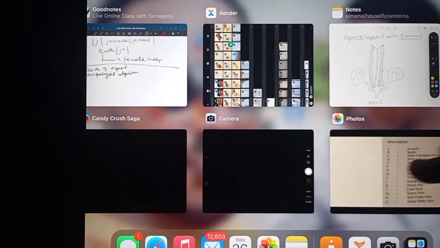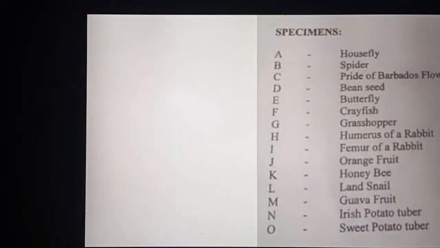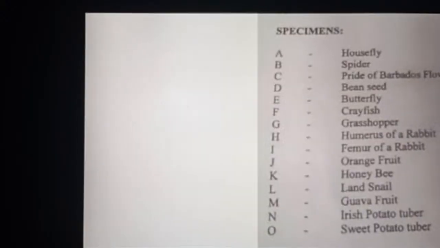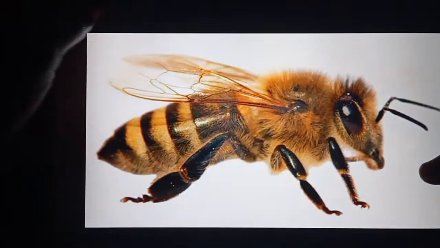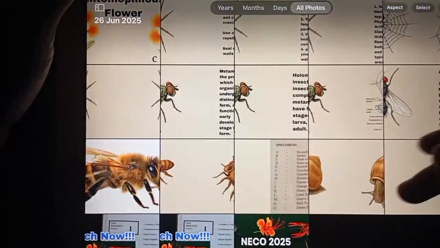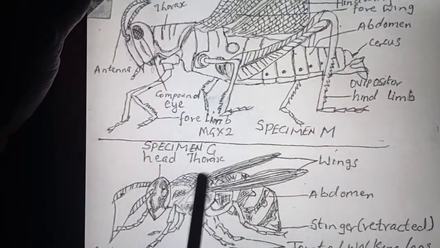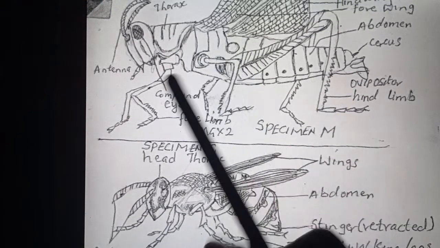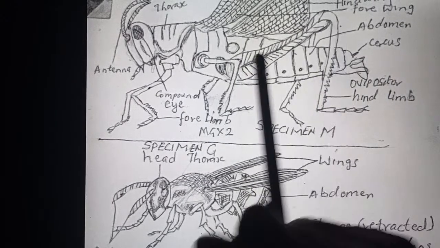All right. So we discussed the humerus of a rabbit, the femur of a rabbit, the orange fruit, the honeybee. The drawing of the honeybee is here, of which I have shown you. The drawing of the grasshopper... this is not the drawing. These are the images. I want to check. I have the drawing. Yeah. So this should be the honeybee. Don't worry about the specimen G written down here. This is your grasshopper, the hind leg. Then we might be told to detach this hind leg and limb and label.